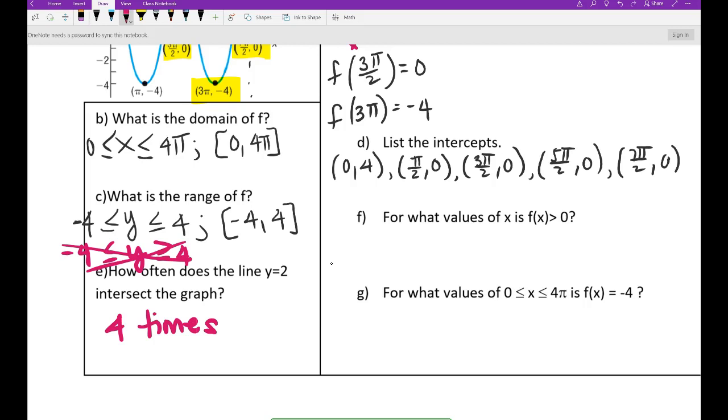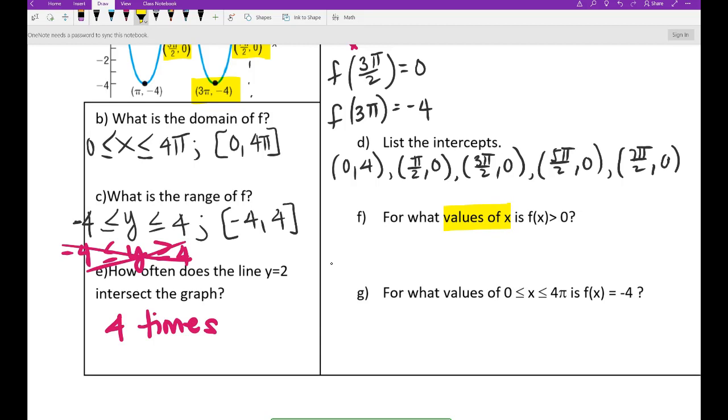Now, this is another question that, by the way, am I going too fast? I want to make sure. Okay. F, for what values of x is f of x greater than 0? All right, so let's talk about the question. There are no numbers in there. See the question? But what am I looking for? Am I looking for y values or x values? X, because the question said, for what values of x? I'm looking for x.